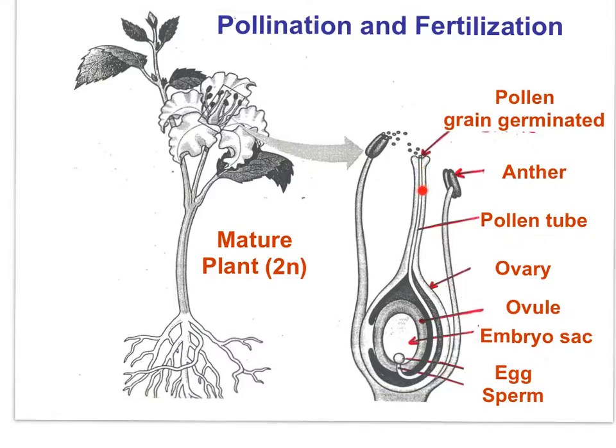The pollen tube grows down through the style to reach the ovule. The sperm cell fertilizes the egg cell housed within the ovule. Once fertilization occurs, the ovule develops into a seed within which there is a diploid embryo. The ovary wall becomes the fleshy part of the fruit.